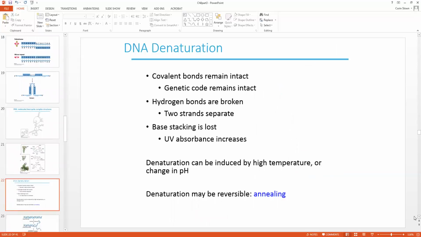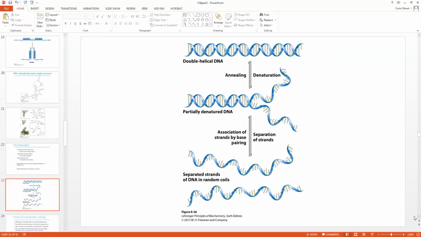Now it's important for us to talk here about DNA denaturation. This is where covalent bonds remain intact and the genetic code remains intact, but the hydrogen bonds are broken. So the two strands separate, the base stacking gets lost, and the UV absorbance increases. Denaturation can be induced by high temperature or some type of change in pH. And this denaturation can in fact be reversible through a process known as annealing. So here's our double helical DNA, which can undergo a denaturation process and an annealing process to take it back to the original double helical form.